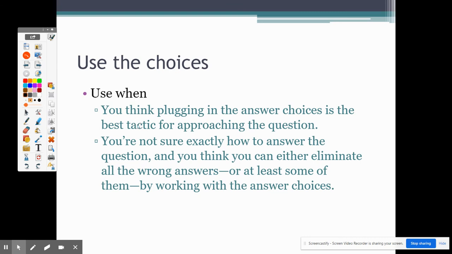You can use the choices. SAT, the big manual that I read that looks like a phone book that says all the strategies, this is the thing they push the most. Use the choices, plug them in. Does it make it true or not?